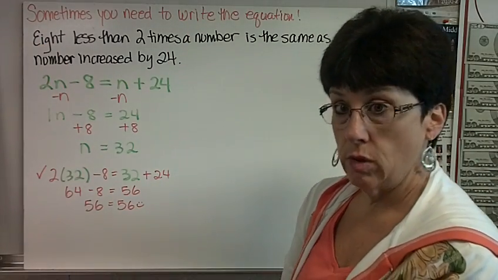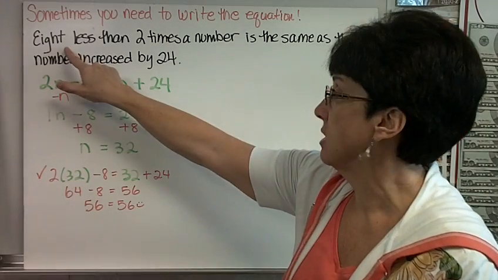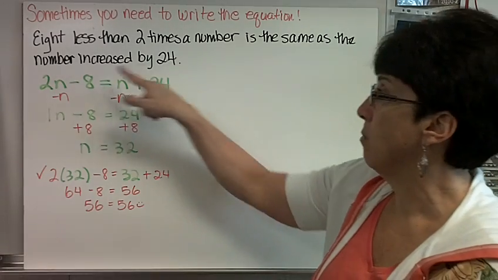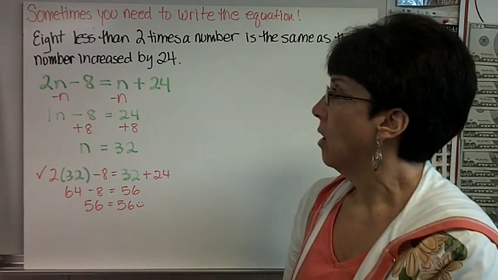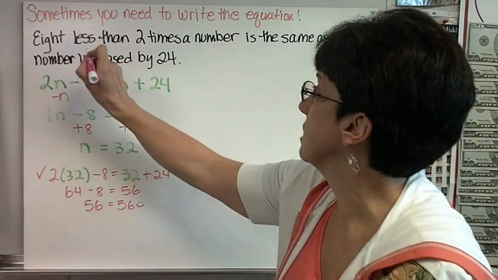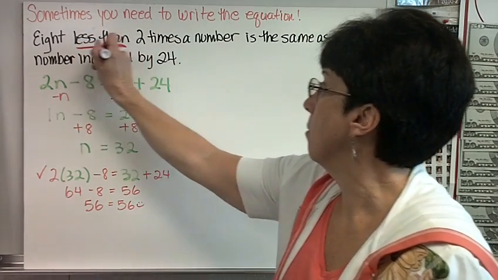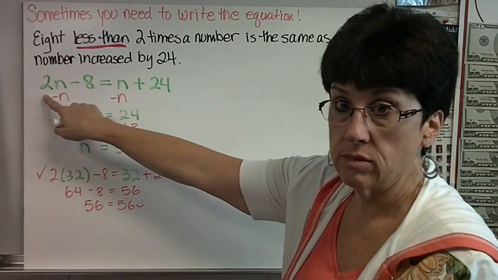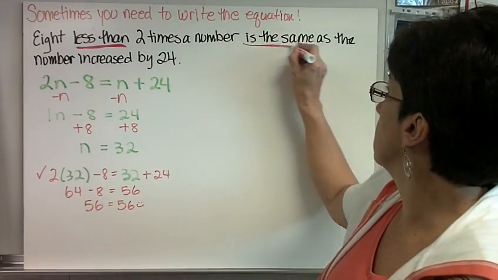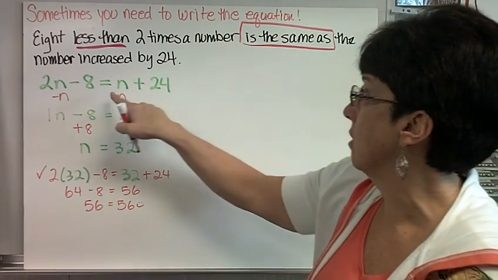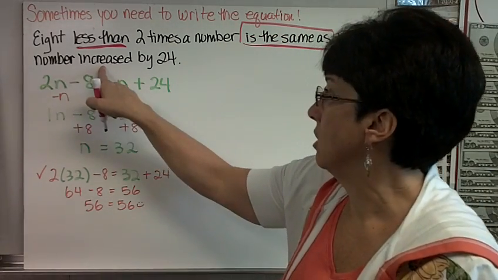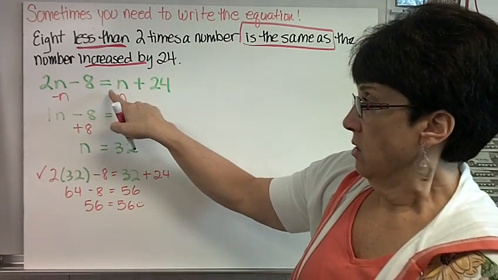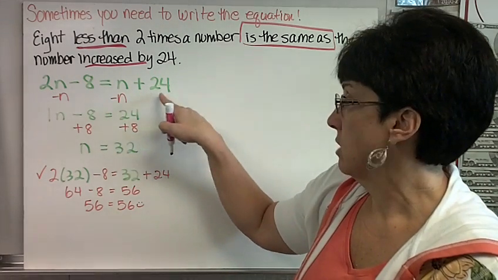Sometimes you might need to write the equation. What if I give you a problem that says this? 8 less than 2 times a number is the same as the number increased by 24. Okay, you first say, oh, less than means I'm going to have to write it minus 8. So I did that. 2 times a number, how do I do that? 2 times n, or you could say x, is the same as, that's my equal sign, the number increased by, what does that mean? You have to think about that. 24. So the number increased by 24, I know that that's n plus 24.